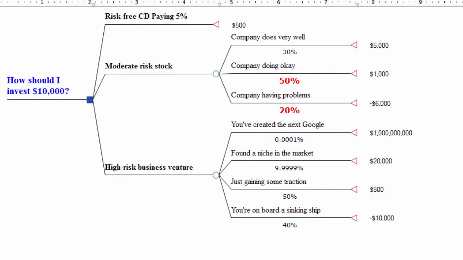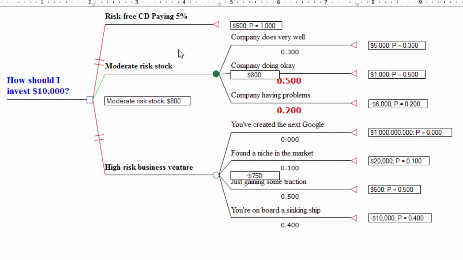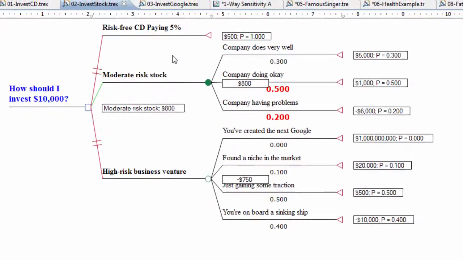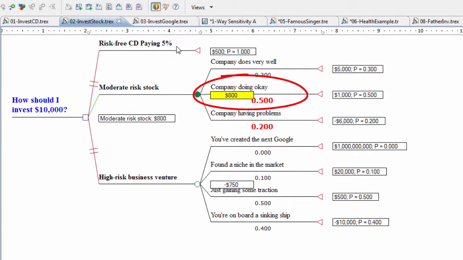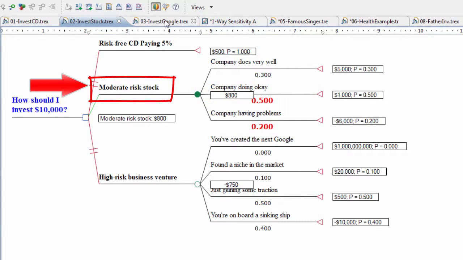Let's see. Yes, with just this small change, it estimates that the expected return on my investment is $800, which is more than the $500 I would make with the CD. So now, I should be inclined to invest in the stock.